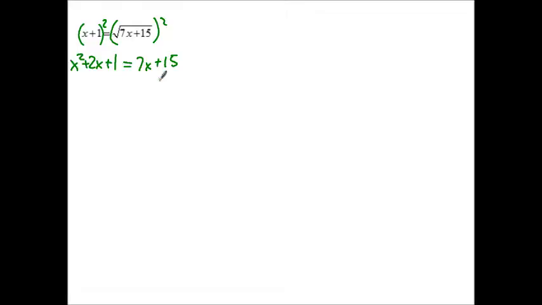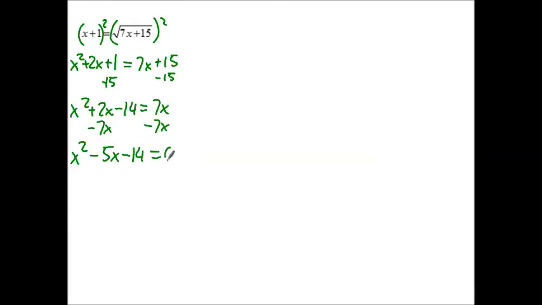In other words, we're going to subtract 15: x squared plus 2x minus 14 is equal to 7x. And now we subtract 7x from both sides. And we get x squared minus 5x minus 14 is equal to 0. Now that looks like the type of quadratic equation that we have dealt with a lot in the previous unit. And that's why that is so helpful, because quadratic equations pop up in all sorts of places.